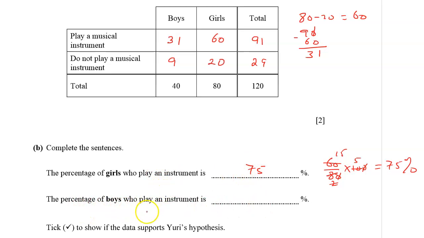Percentage of boys who play an instrument. 31 boys play an instrument out of 40. So likewise, 31 over 40 times 100. When you do the mathematics correctly, you'll get 77.5%. So 77.5% of boys play a musical instrument.